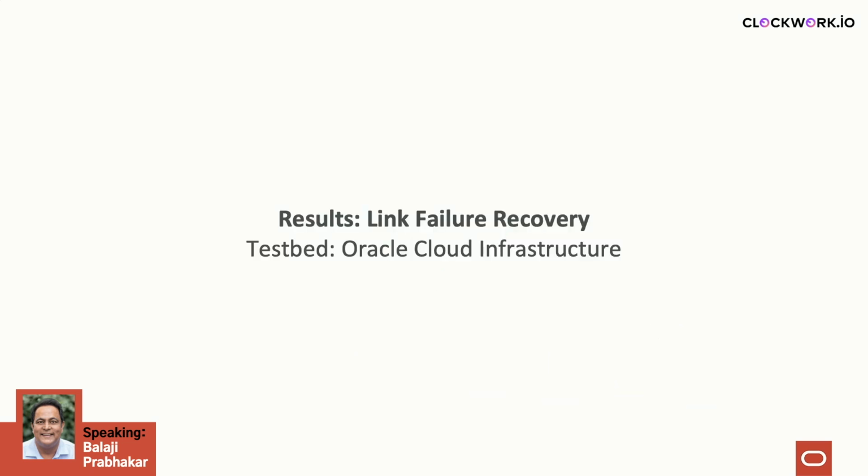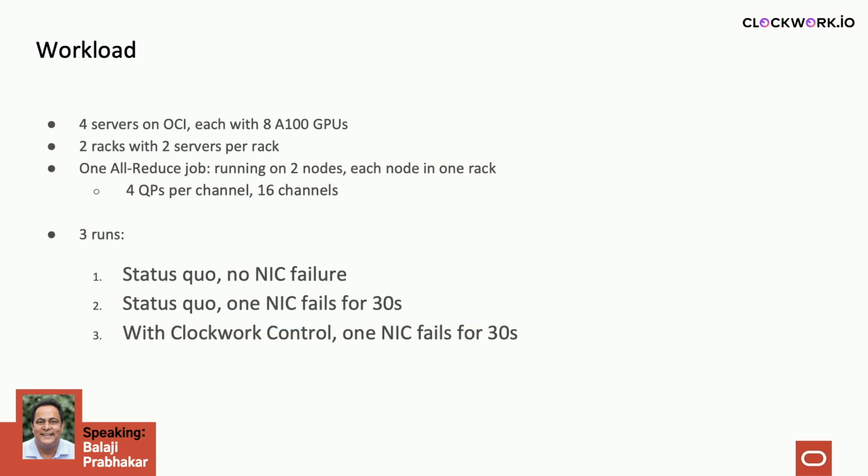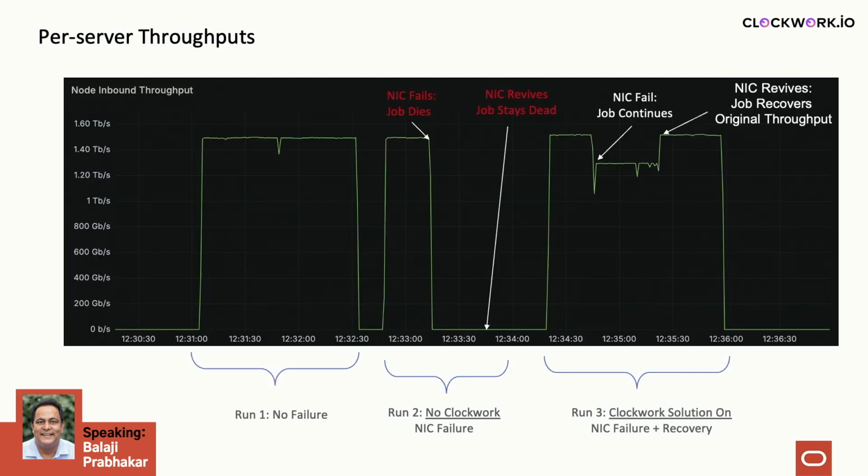Again, this is on OCI. We have a 4-server cluster, 2 servers per rack, 2 racks. What you'll see is a job that runs on these nodes, going from one node to another node across the rack, so it's touching the spine layer. The 3 cases are basically where there's no failure. This is status quo, on the left.